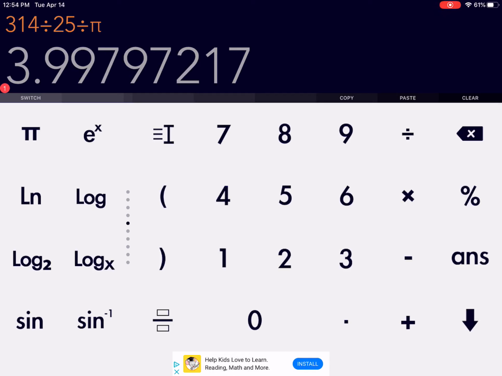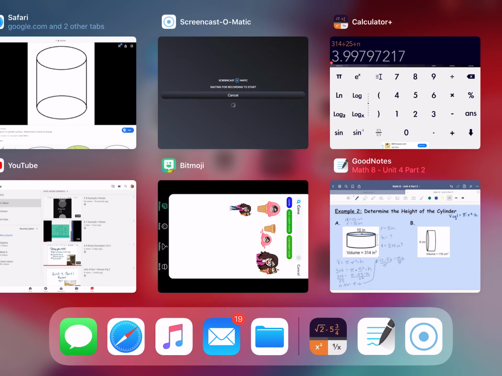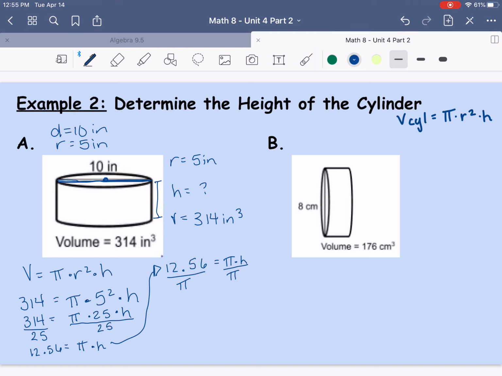So if I am rounding to my nearest tenth, that second 9 is going to round our first 9 up to a 10. So that means that it's going to equal around 4 inches. And since we're just finding the height, which is only one dimension that we're looking at, we don't put anything by the inches. It's just 4 inches.